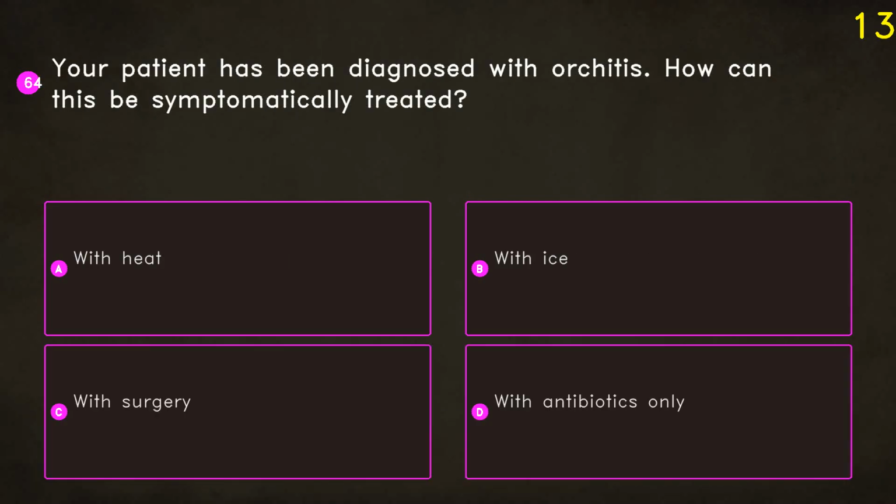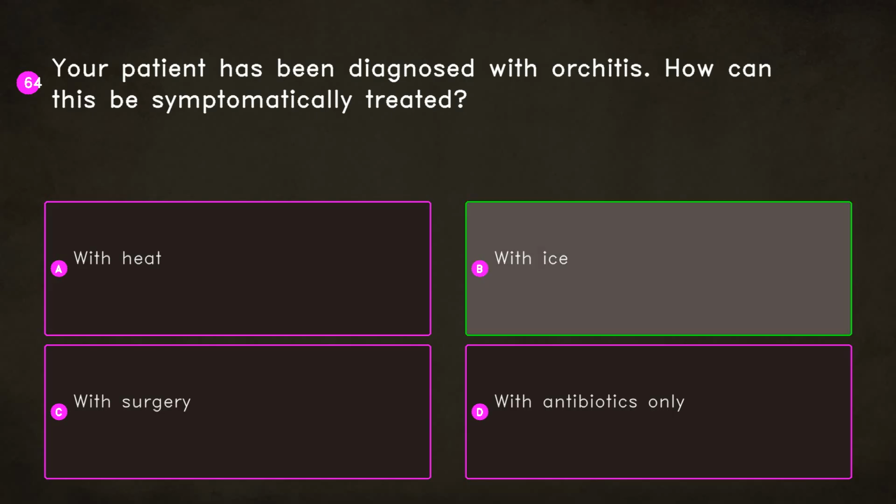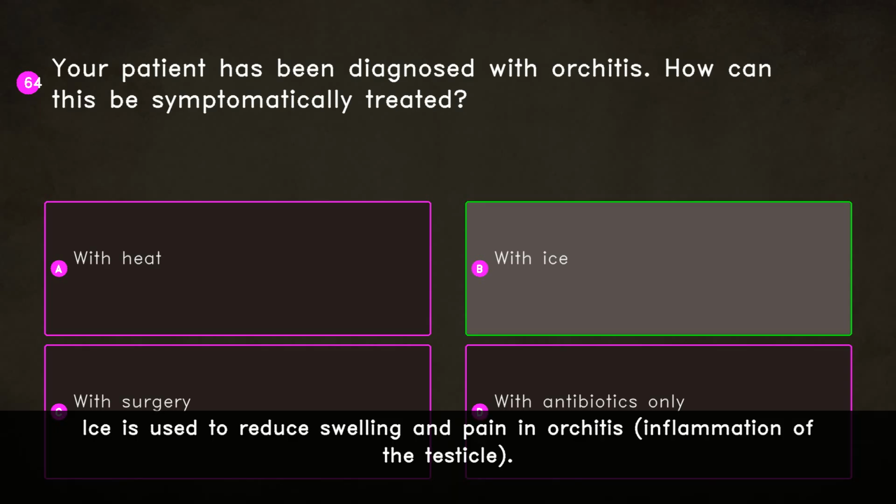Question 64. Your patient has been diagnosed with orchitis. How can this be symptomatically treated? A. With heat. B. With ice. C. With surgery. D. With antibiotics only. The correct answer is with ice. Ice is used to reduce swelling and pain in orchitis, inflammation of the testicle.